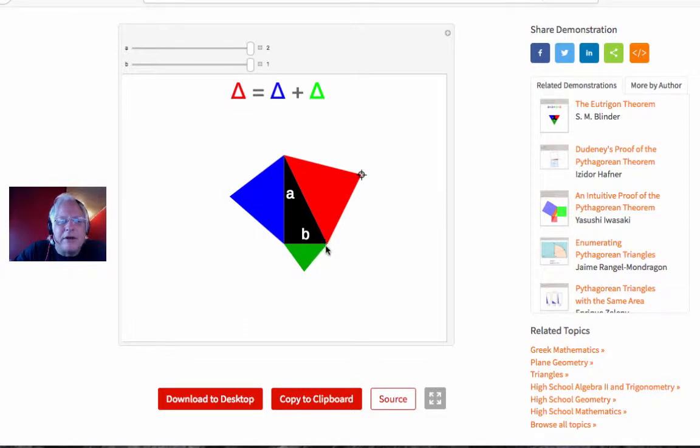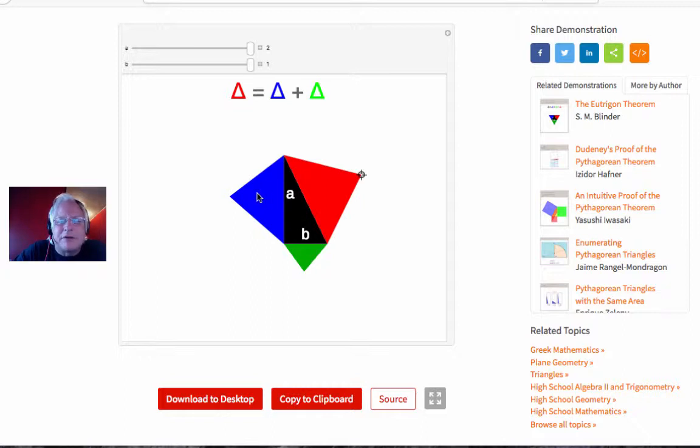So the real A and B from the point of view of the Eutrigon would be, B would still be B, so let's say A would be the edge of the red triangle. And what we'd be saying then is that red triangle plus green triangle minus the blue triangle equals the black triangle in terms of area.